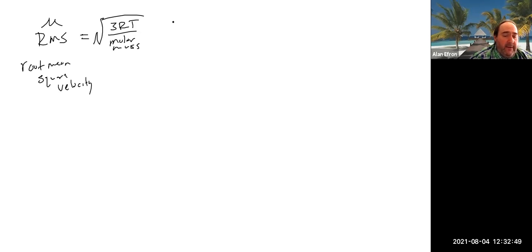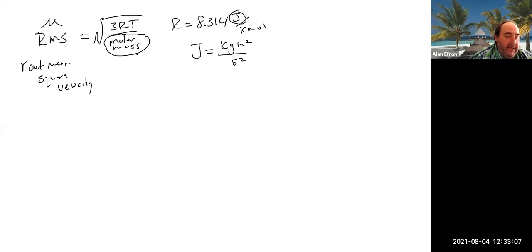Our R here is actually the one that involves energy, this gas constant. And because we have the joules there, we come back to what we saw earlier, that the joule is a kilogram meter squared per second squared. So what that really means is that the molar mass cannot be in grams per mole, but needs to be in kilograms per mole so that these units cancel out completely.